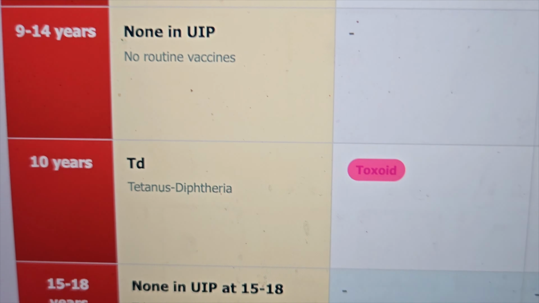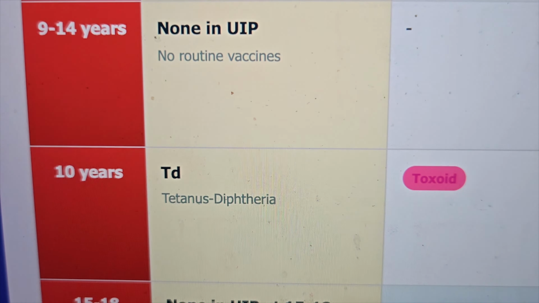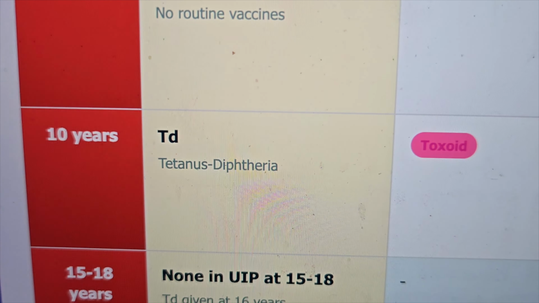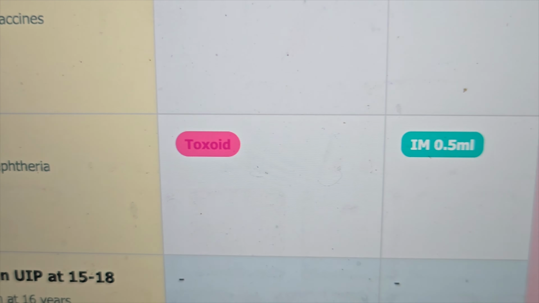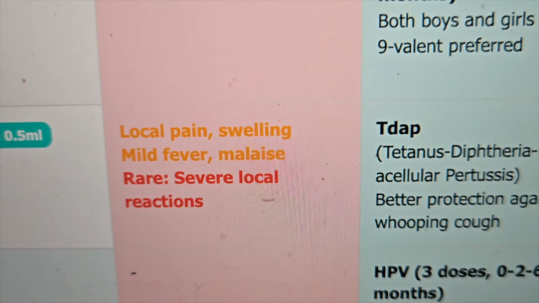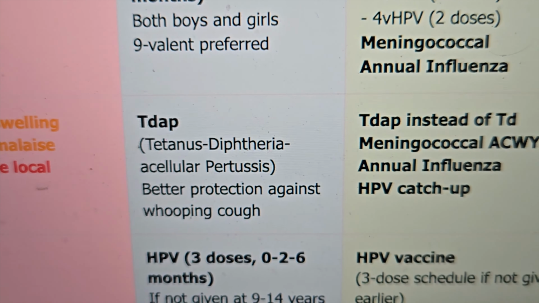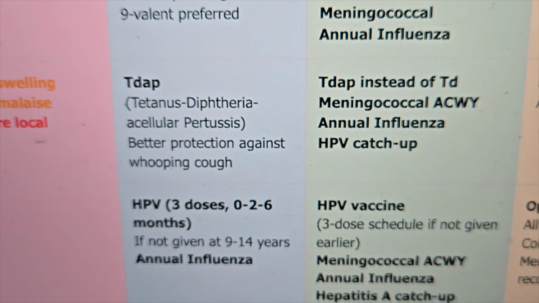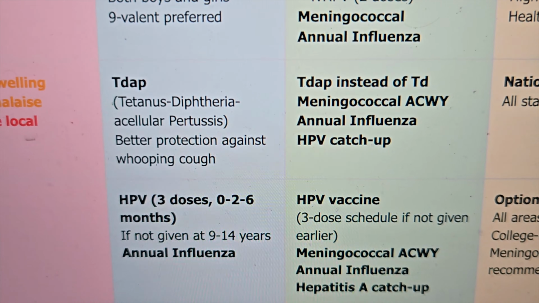At 10 years under the universal immunization program, we give TD. Previously we gave only TT, tetanus. Now we are giving tetanus diphtheria because of the outbreak of diphtheria in recent times. It is a toxoid vaccine. Intramuscularly 0.5 ml we give at the 10th year. Local pain, swelling, mild fever, malaise, severe local reactions can come. TDAP is given in the IAP schedule. It is tetanus, diphtheria, acellular pertussis, better protection against whooping cough.